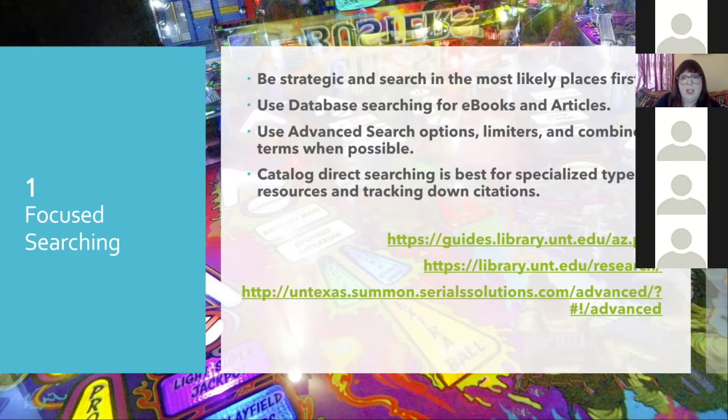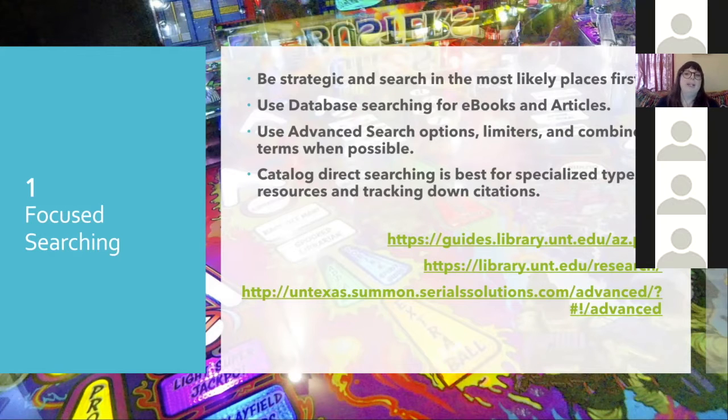Catalog direct searching is really best for a lot of the searching that we find ourselves doing, especially in research when we're following those breadcrumbs back and maybe we're looking up a citation that our professor's given us, or maybe we're just trying to look up the reference that a really great article mentioned or quoted.